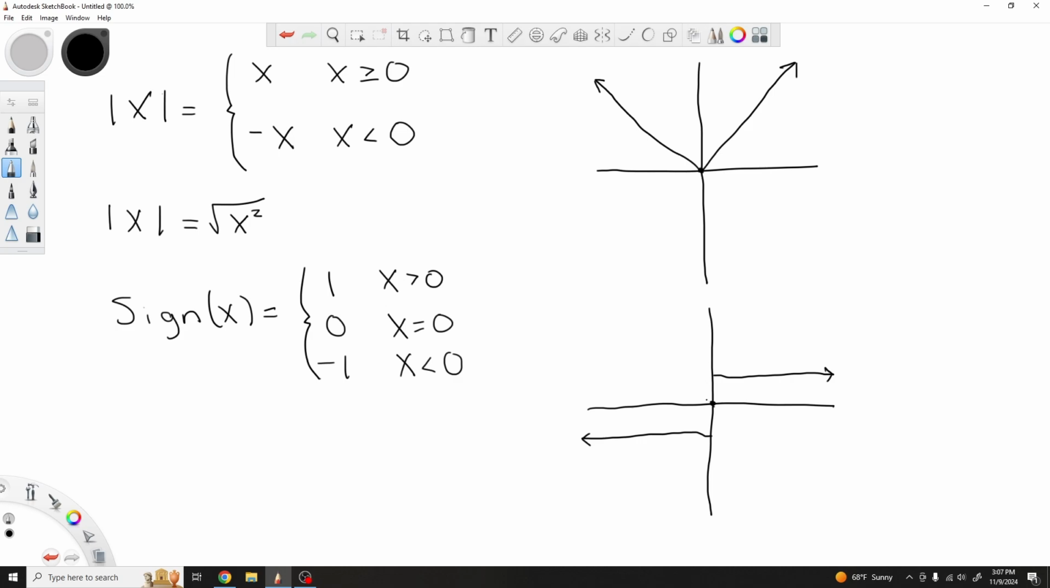Okay, it's nice that we have this piecewise definition, but once again, we like to have an algebraic definition, and luckily, we can just barely squeeze by with one.